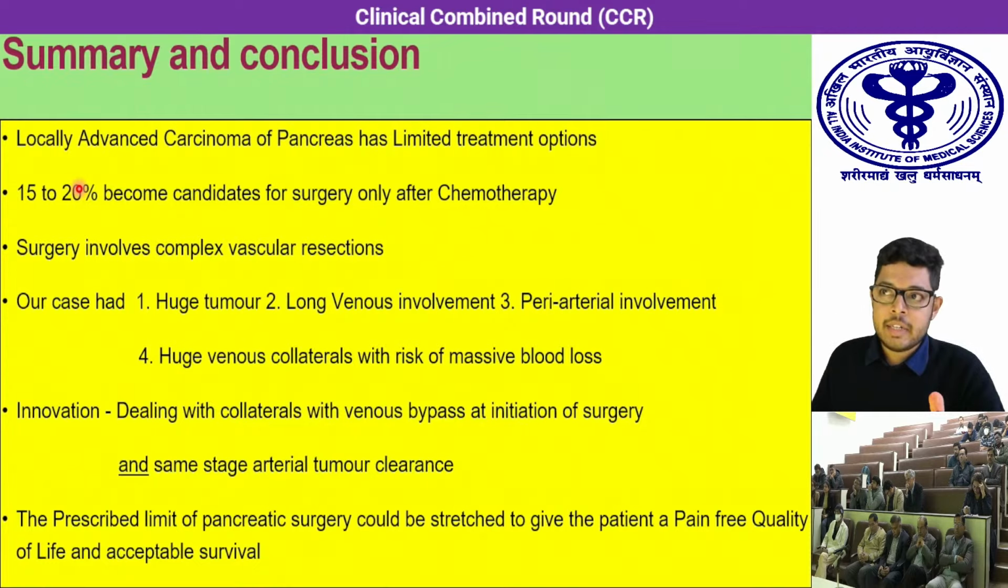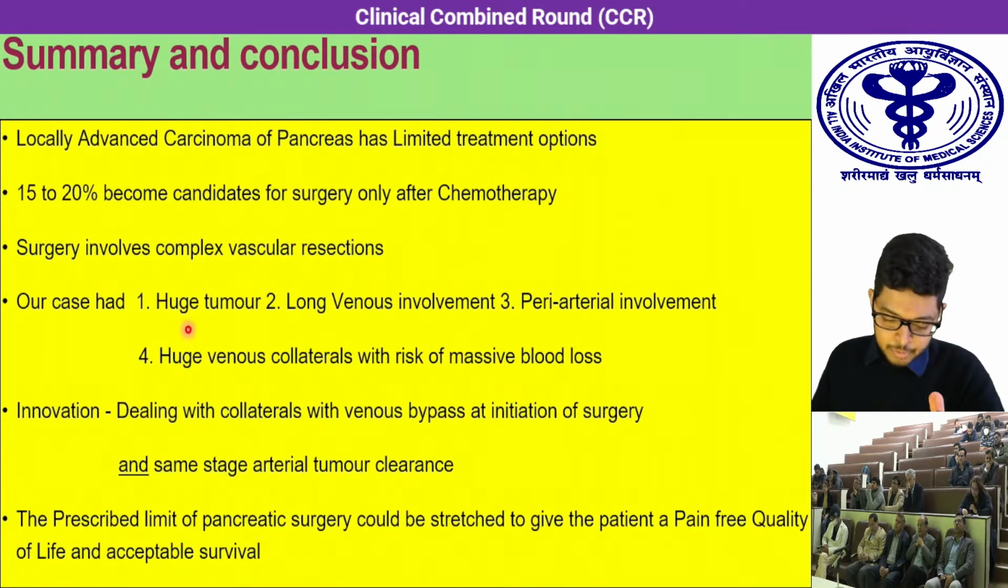In our case, we did not have many favorable factors. It was a huge tumor. There was long venous involvement, necessitating definite venous resection and reconstruction. There was also periarterial involvement, so we had to tackle the artery also. And over and above that, the portal vein was obstructed for a very long time, leading to huge venous collaterals, and there was a massive risk of bleeding.